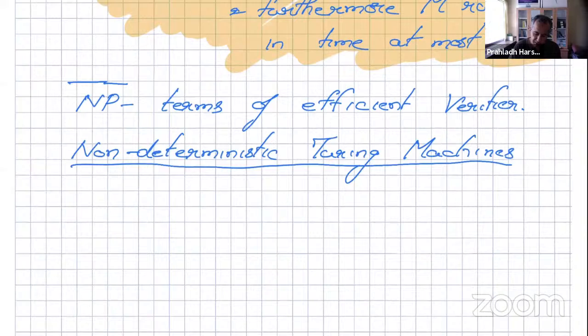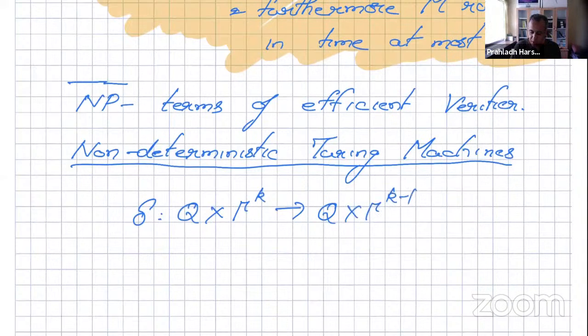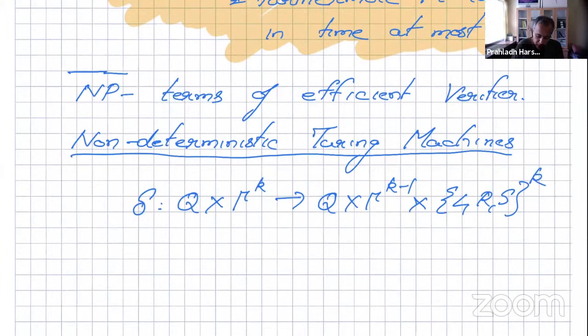A non-deterministic Turing machine is similar to the Turing machine which we talked about, except that at every time step... Previously, what was delta? Delta was a function that went from Q cross Gamma^k to Q cross Gamma^(k-1). If it were a single-tape Turing machine, it would be Gamma itself. This was what it did. At every step, it tells you deterministically what is the next step to take.